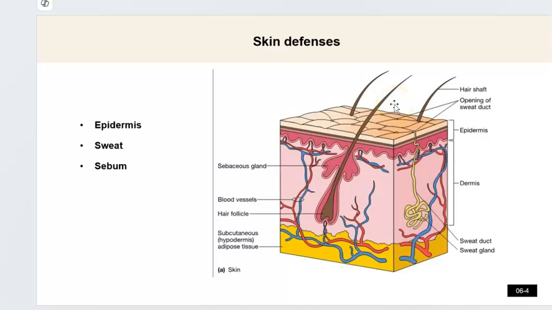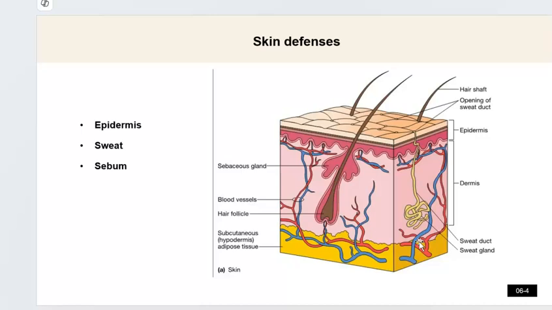Okay, so let's review the skin and these defenses. The epidermis is our main outside layer here. This is where we're going to shed our dead cells and also shed layers of microorganisms. When we go more down into the dermis, this is where we keep our sweat ducts and our sweat glands. The skin then, because of that, produces chemical defenses against invasion and colonization.